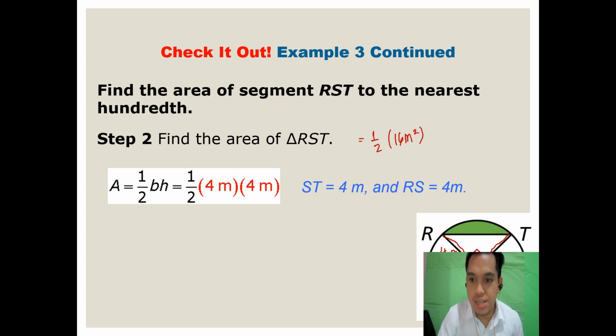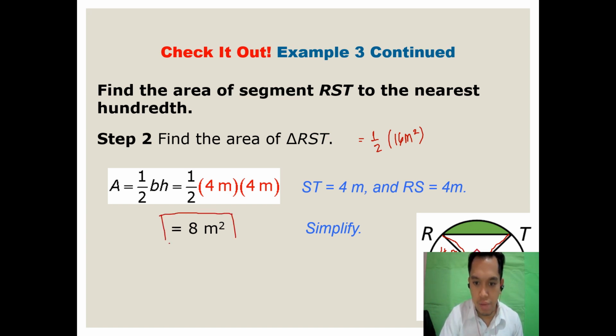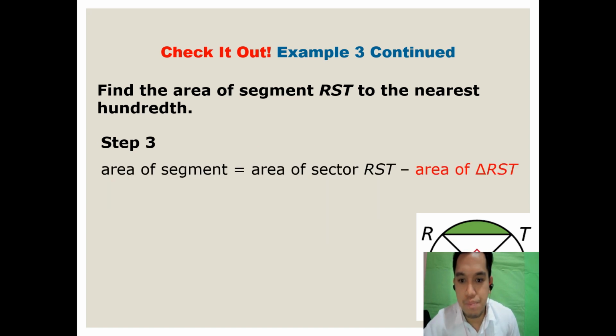Okay? Then 16 divided by 2 is 8 meter squared. Okay? So 4 times 4 is 16 meters squared divided by 2, 8 meter squared. The area of the triangle. So next is to find the area of the segment, itong naka-shade ng kulay green. I-minus natin yung area ng sector RST doon sa area ng ating triangle.